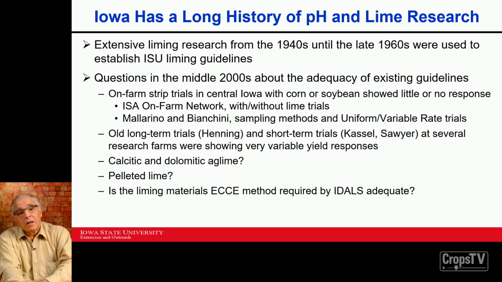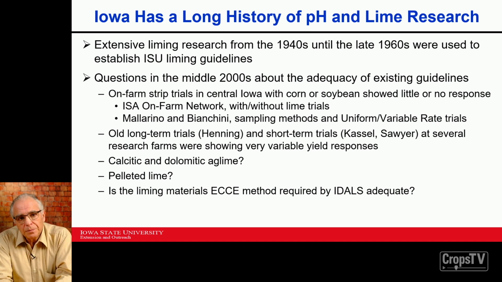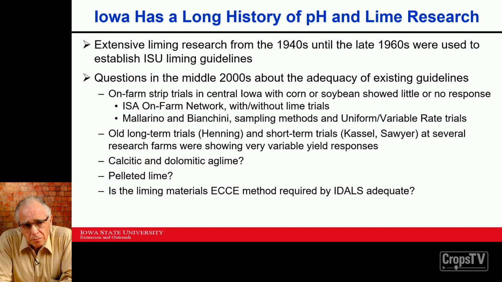Now, Iowa has a very long history of pH and lime research. I put there the 40s, but I believe there was some research even in the 20s or the 30s, until the 60s, okay? And those were used to establish the ISU liming guidelines in Iowa. Now, in the middle 2000s, several questions started to come up about the adequacy of existing guidelines.